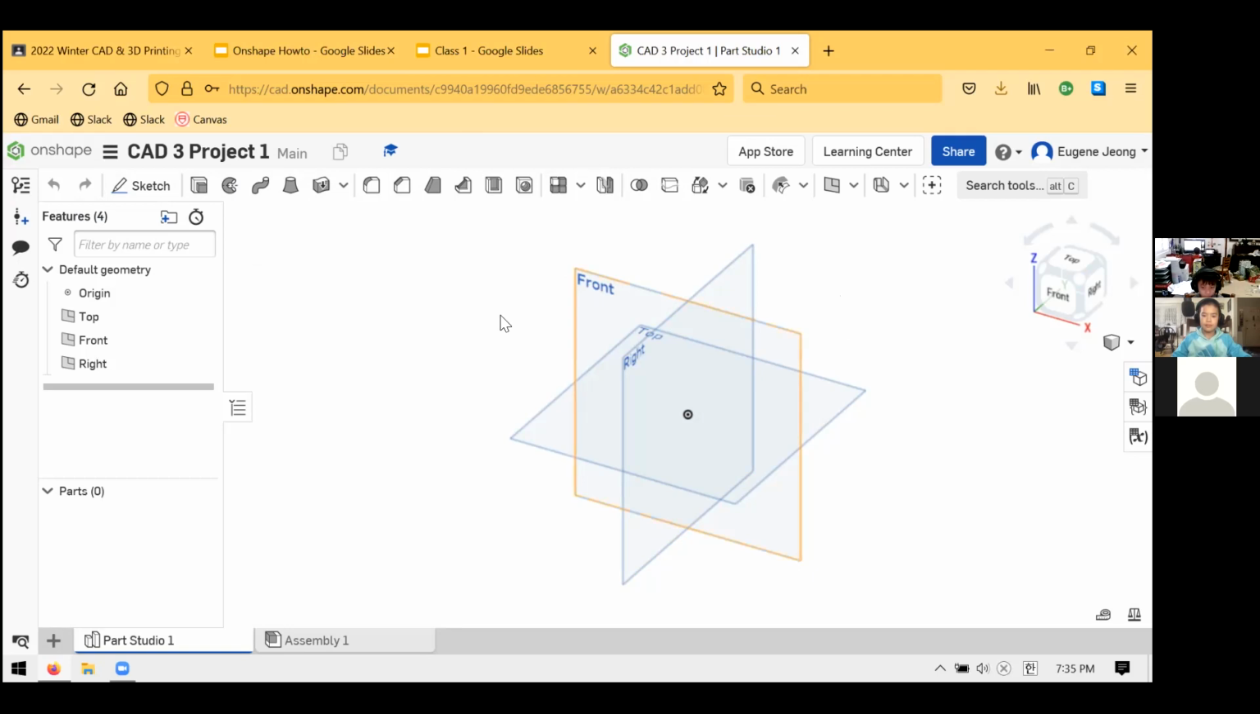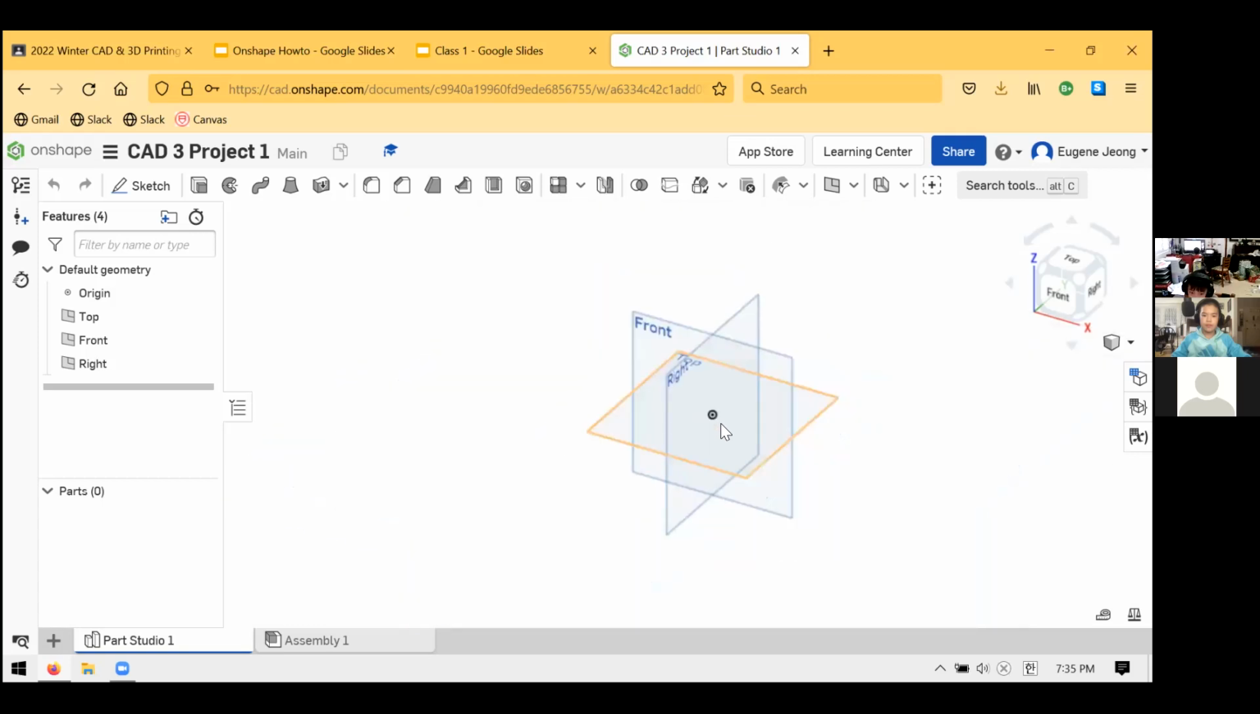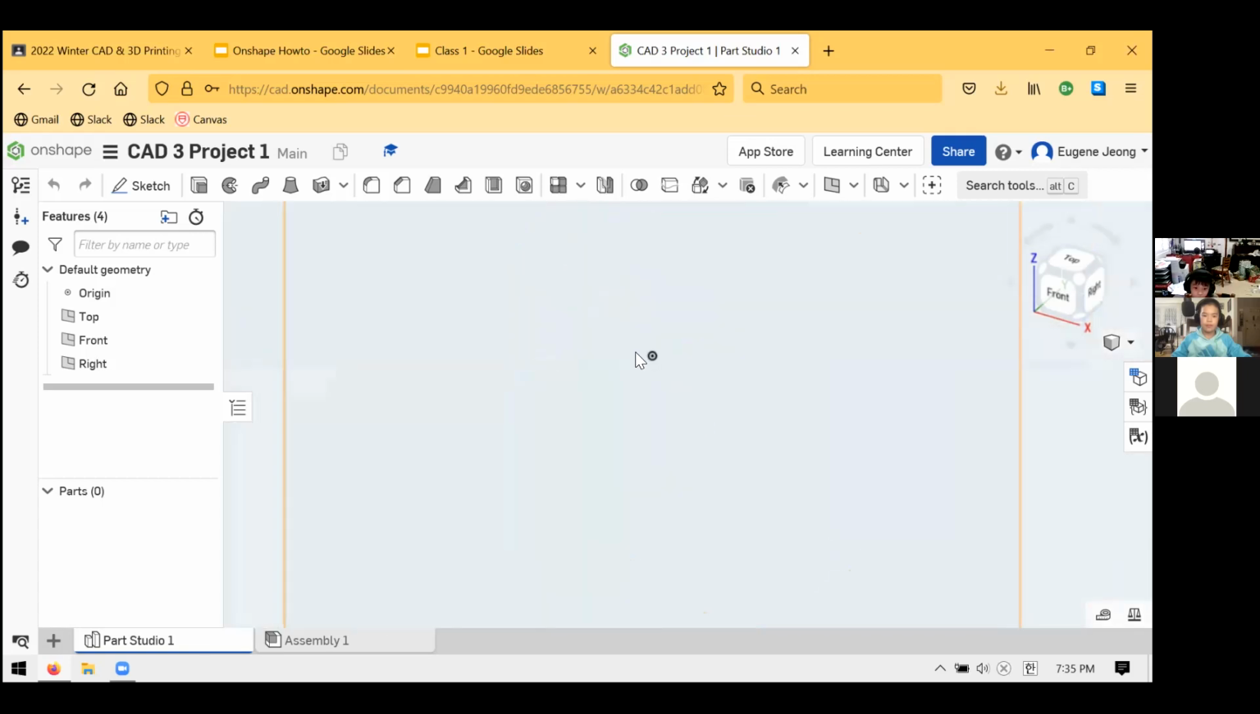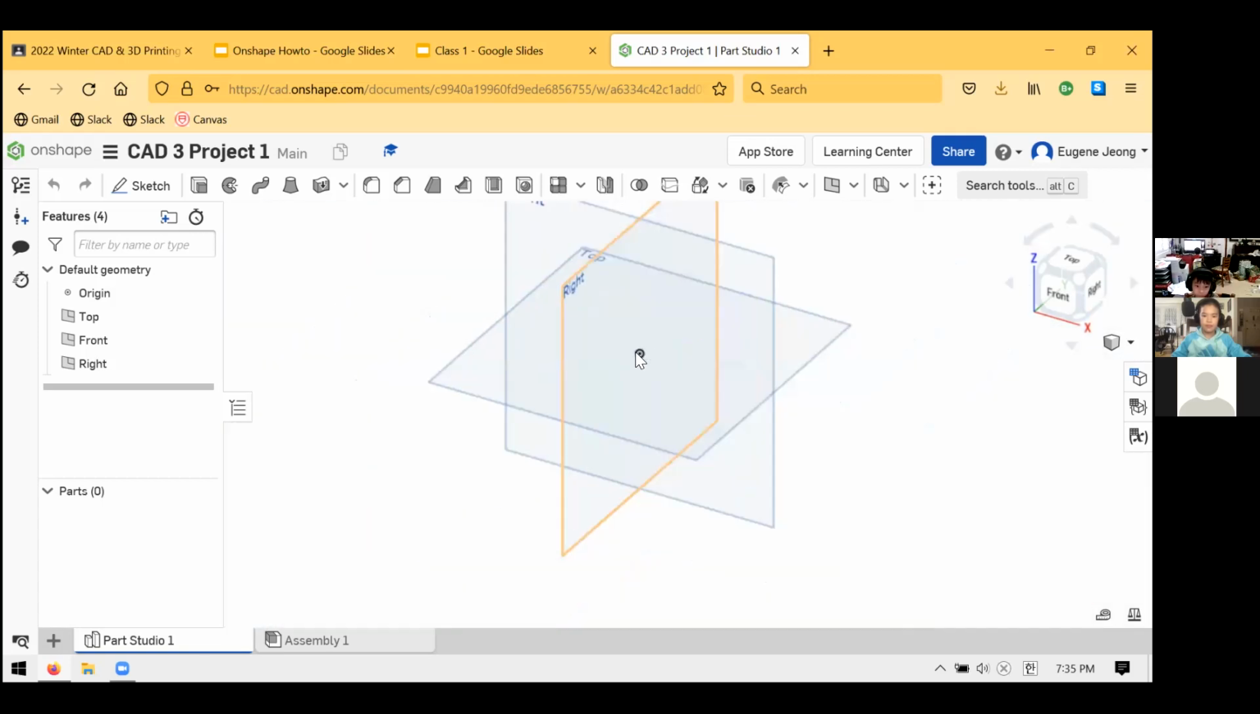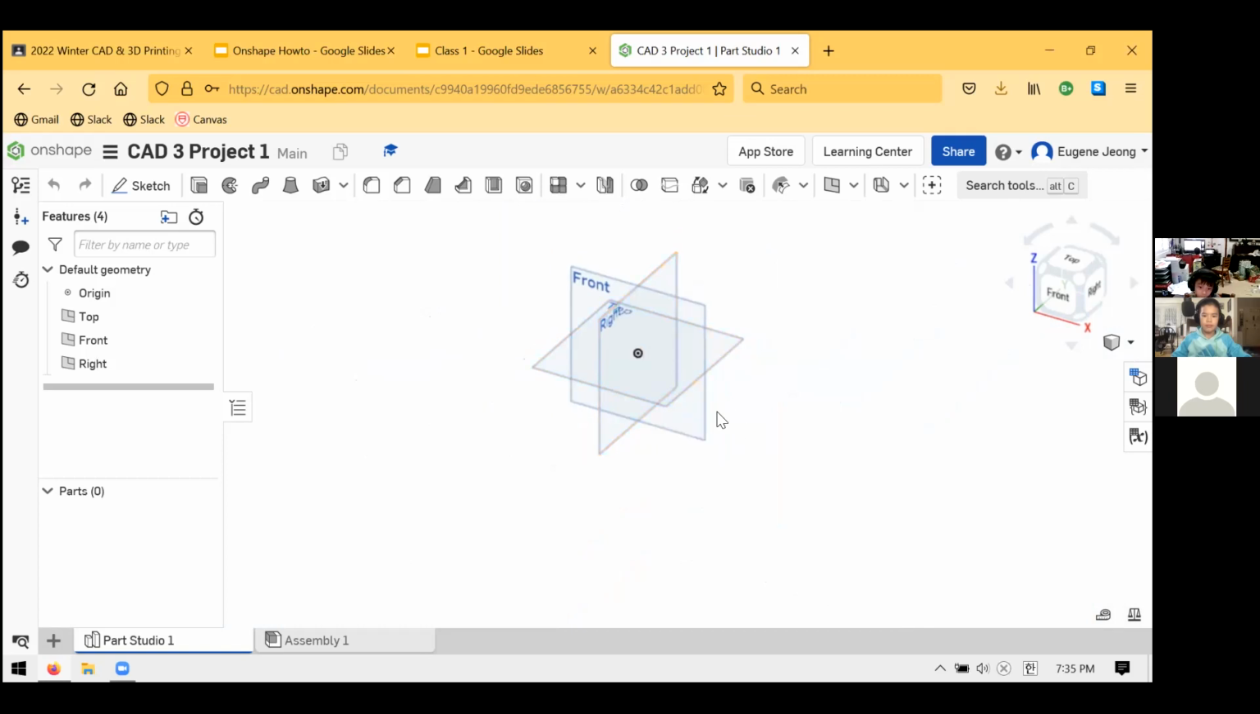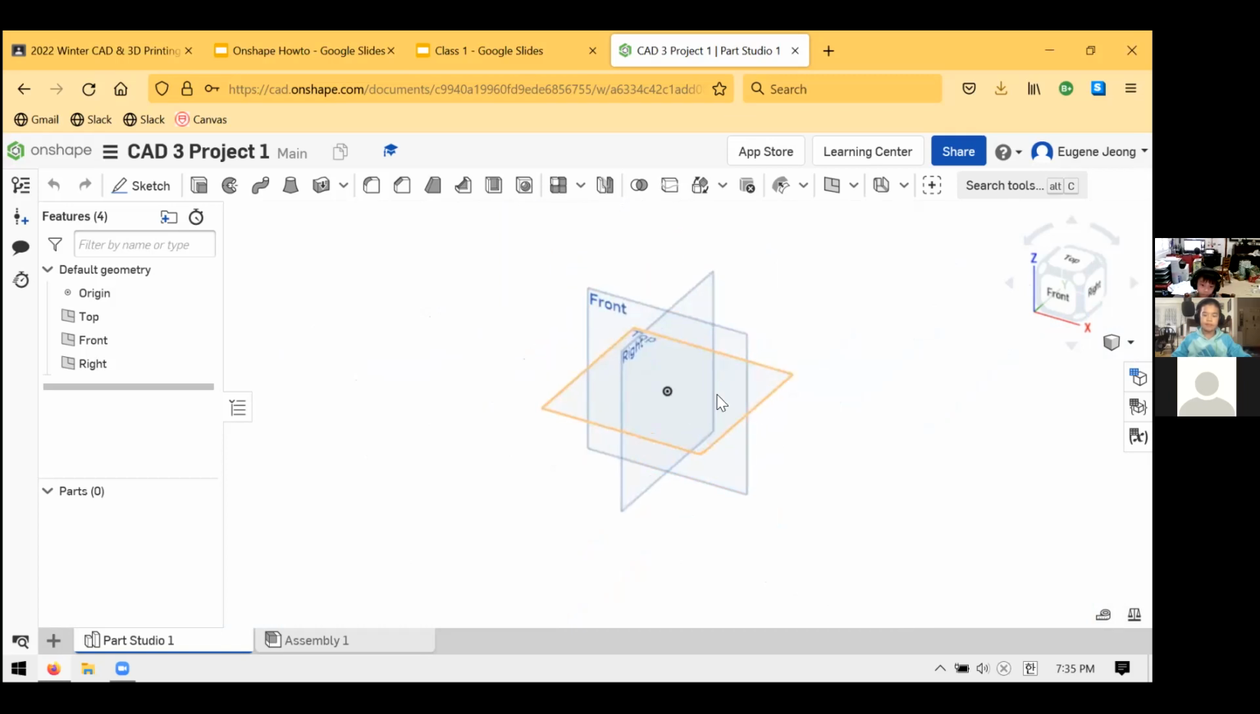Some simple controls here. When you're in your workspace, if you scroll up and down with your mouse wheel, scrolling up is zoom in, scrolling down is zoom out.